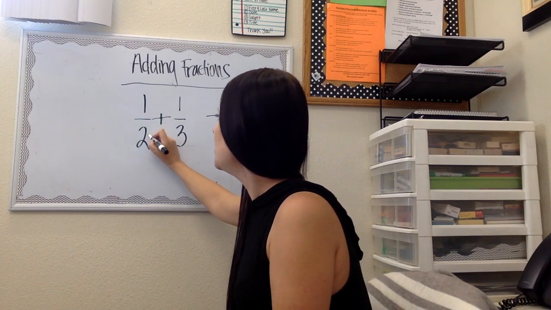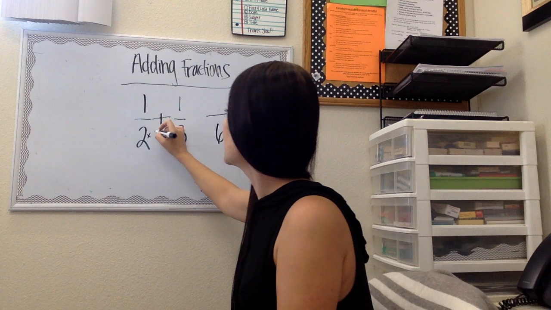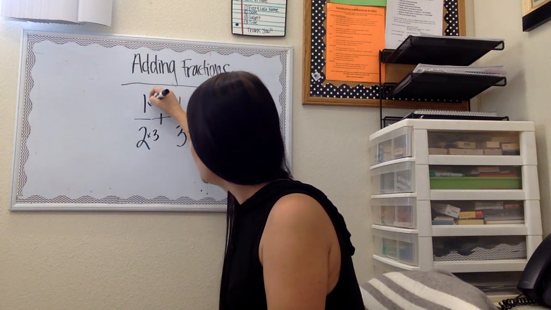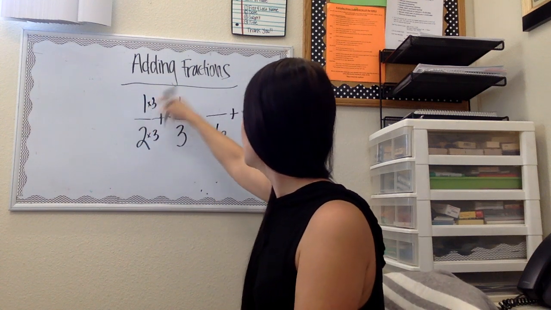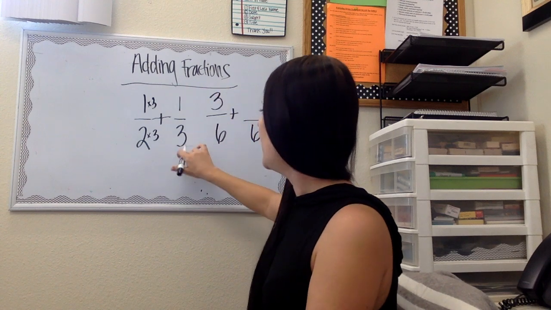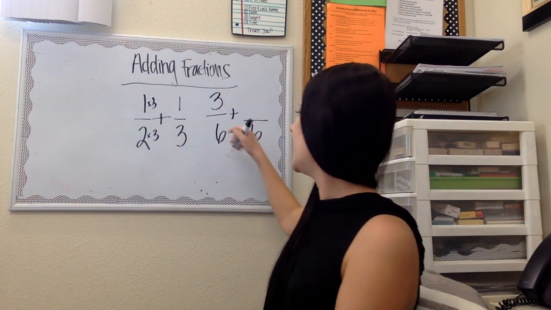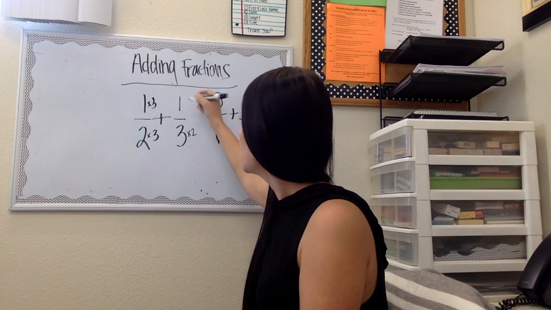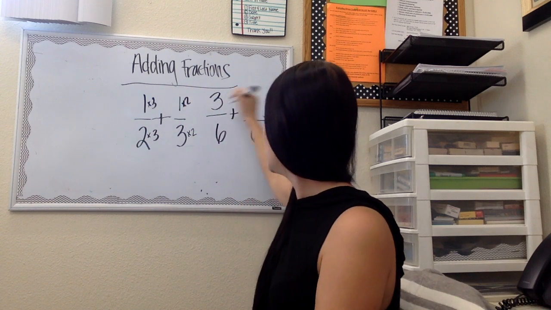So you ask yourself, what did you multiply 2 by to get 6? The answer is 3. So I do the same to the top. 1 times 3 is 3. And then I ask myself, what did I multiply 3 by to get 6? And the answer is 2. So I do the same to the top, and 1 times 2 is 2.